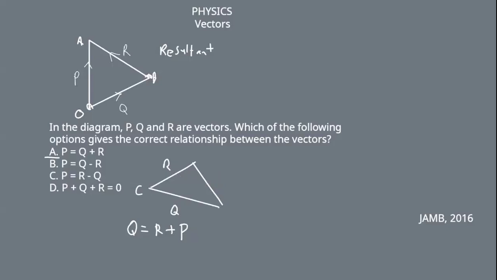So assuming this one is going this way, and this one is going this way, and this one is going this way. Here is labeled P. So now in this case, what will be the resultant?